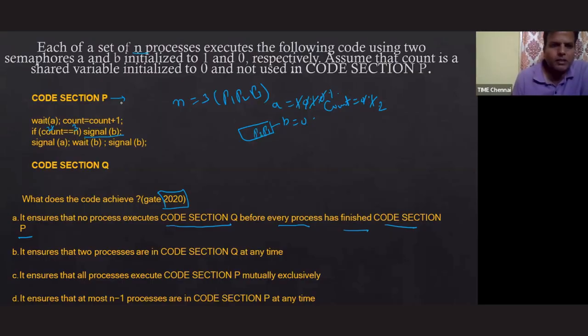Now, the third process is coming, sir, performing down on A. Possible? Yes, possible. Incrementing this count value to what, sir? 3. Yes. Is 3 equals 3, sir? Answer is yes. Now, signal on B.